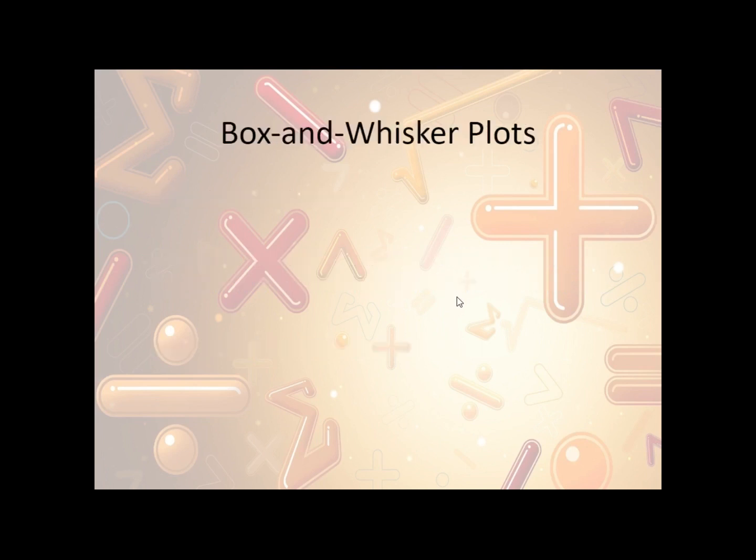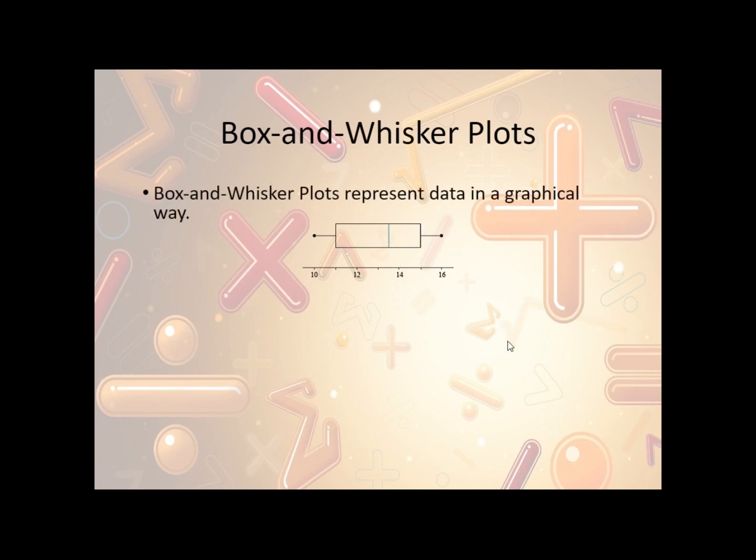Now, what are box and whisker plots? Box and whisker plots look like this. We have a box, and then there's usually a line inside of the box like this, and then it has these 2 points that come and extend out from there. Box and whisker plots represent data in a graphical way.